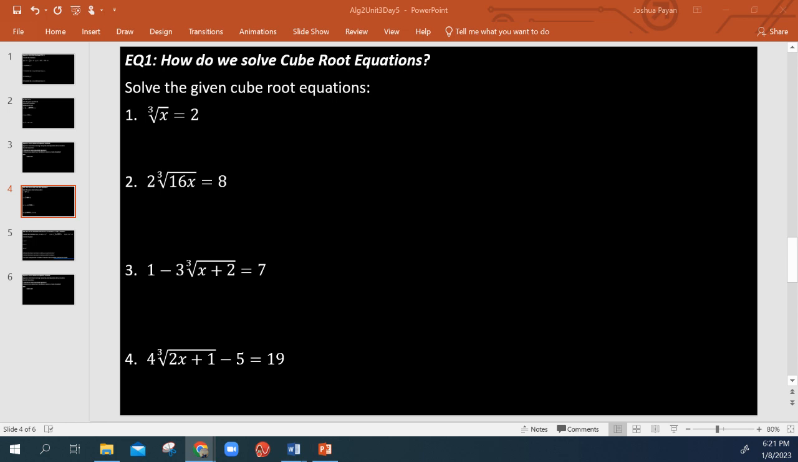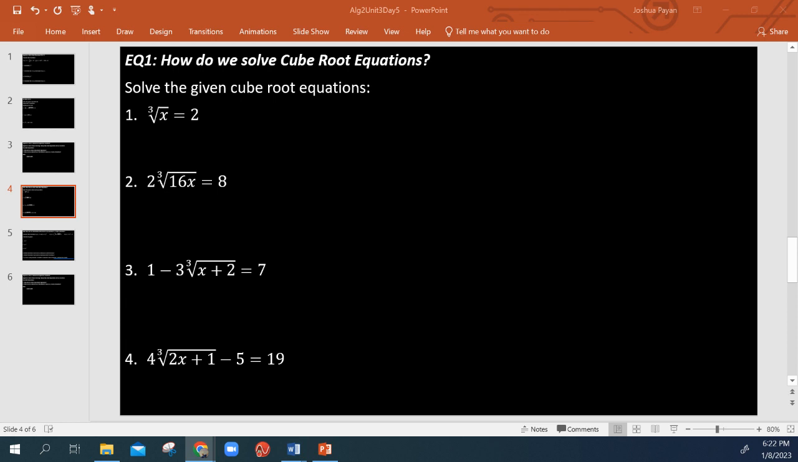Okay, with all the equation solving we've been doing, this is going to be pretty easy. So, for our first video of Algebra 2, Unit 3, Day 5, this is the first of two videos, I'll go ahead and say. That's all this is about, is solving cube root equations. Very, very simple concept, forwards and backwards.